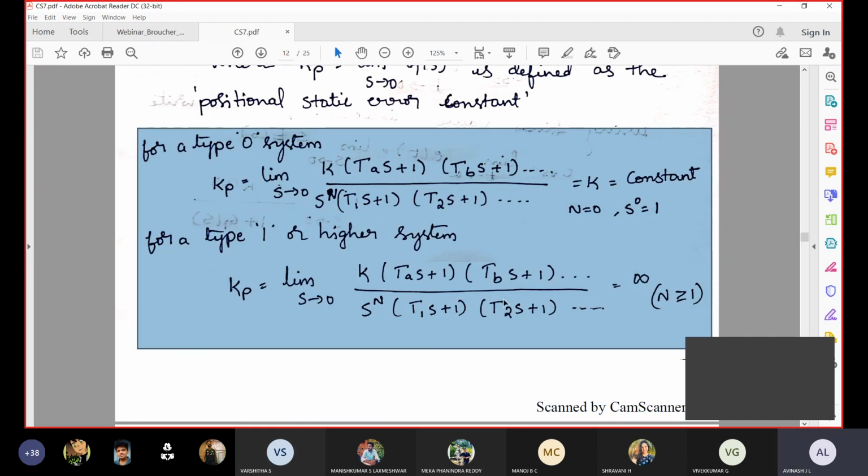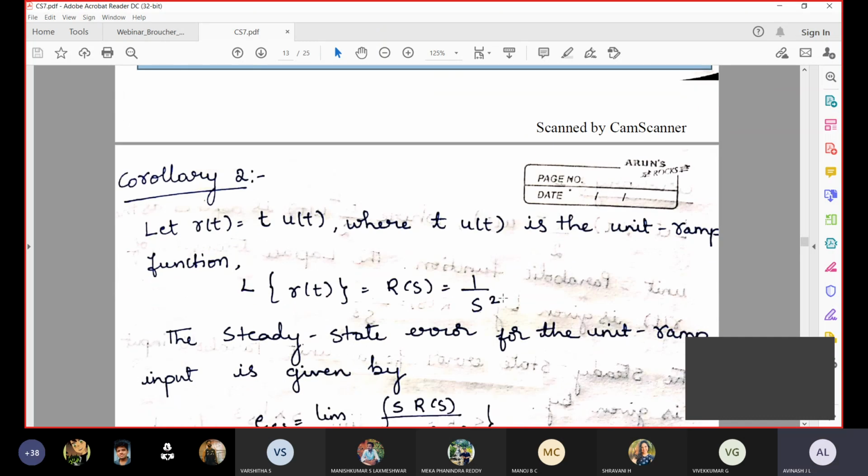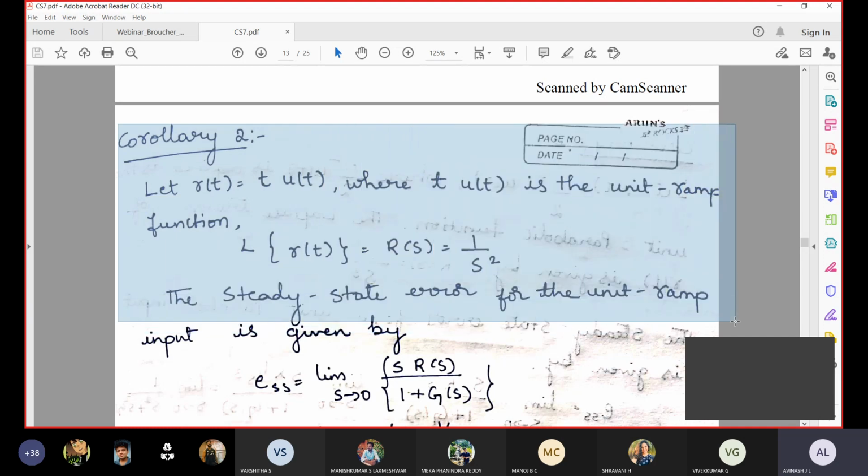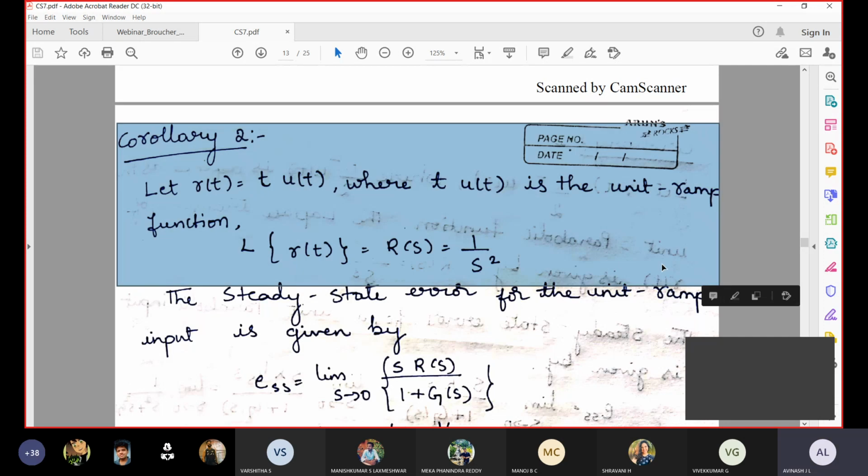Yes, sir. Okay. Now corollary 2 we will go. As I told you, in corollary 2 we are going to consider the unit ramp function. Let r of t equal to t into u of t.